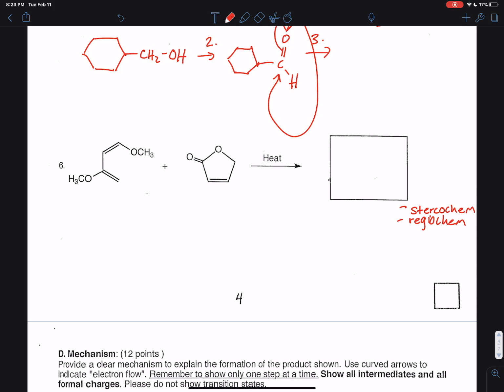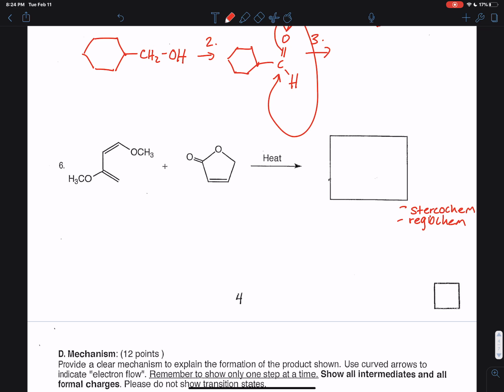So we have to consider the stereochem, and we have to consider the regiochem. And yeah, that's pretty much it. So what is this called? What type of reaction is this? Diels-Alder. How do you guys feel about Diels-Alder, just so I know? You feel okay? Okay.